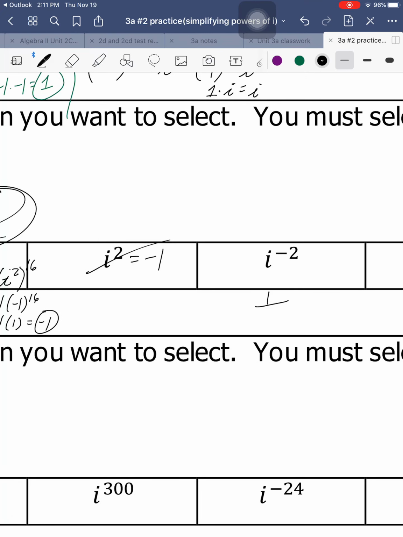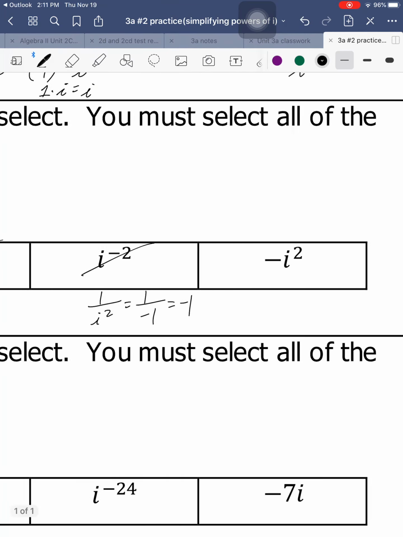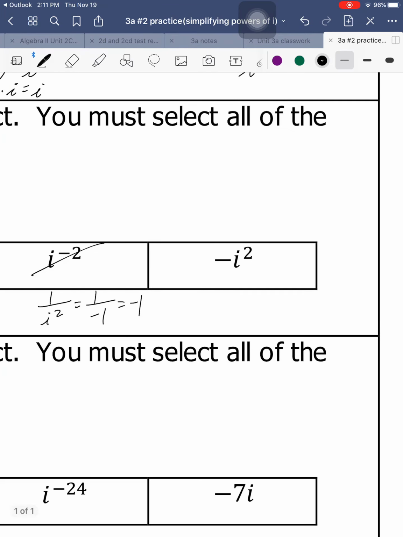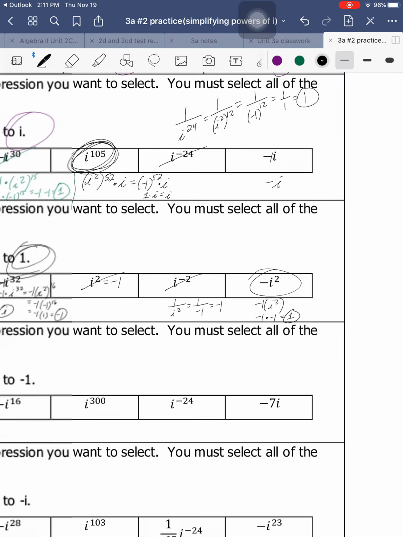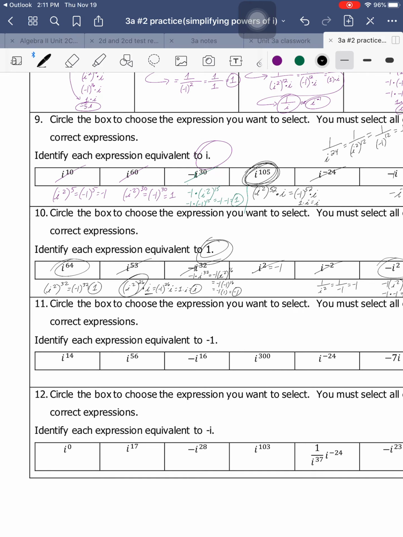i to the negative 2. So that's 1 over i squared. 1 over i squared is 1 over negative 1, which is negative 1. That's not right. Last one, negative 1 times i squared. i squared is negative 1, so negative 1 times negative 1. Well, that is positive 1. So that's good. So that one we have 2 answers, first and last.